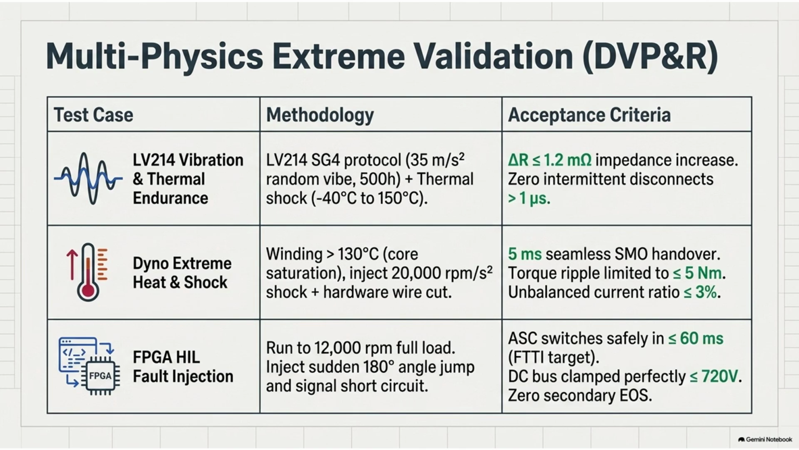Wait, injecting a 20,000 RPM per second squared acceleration while the motor is already overheating sounds like you're actively trying to blow up the lab. Why test so far beyond what a car will ever actually do on the road? Because you have to know the absolute breaking point.